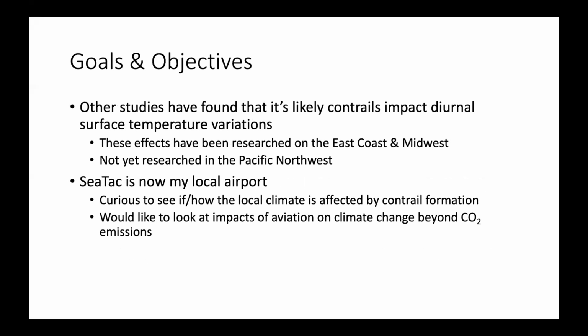So other studies have found that it's likely that contrails do impact these temperature variations, but these effects have been researched on the East Coast and the Midwest, but not so much in my area in the Pacific Northwest. So just looking at SeaTac as my local airport, we were kind of curious to see how the local climate is affected by contrail formation. And then also just kind of curious to look at the impacts of aviation on climate change beyond just CO2 emissions, which is obviously really well documented already.